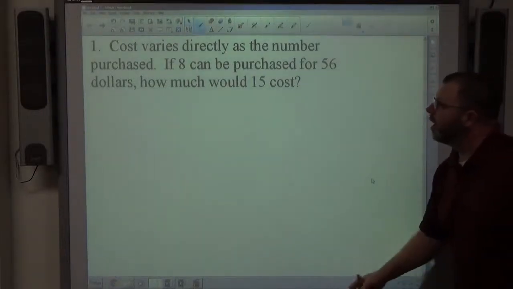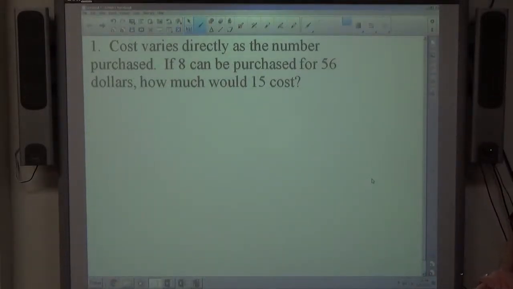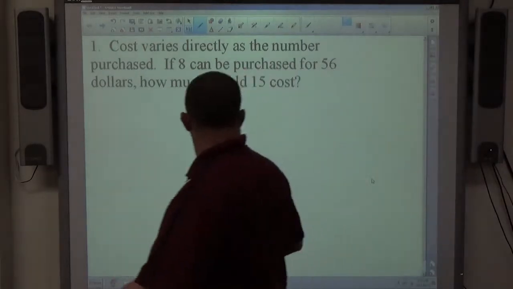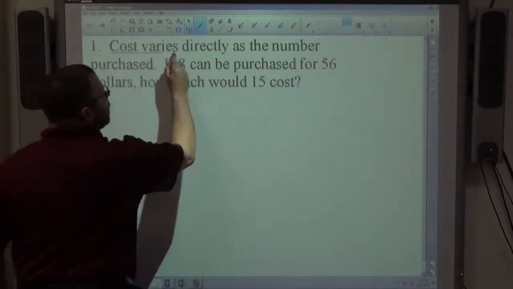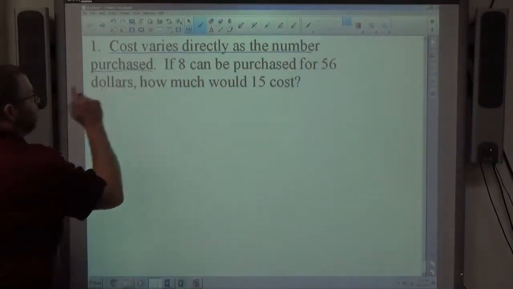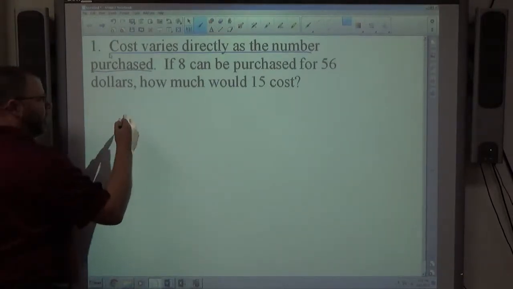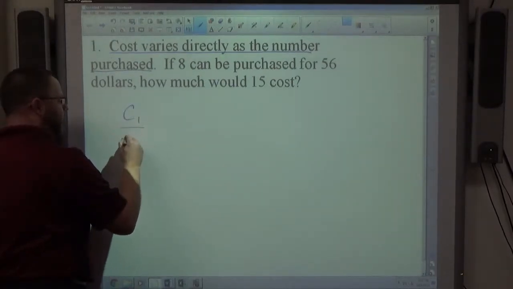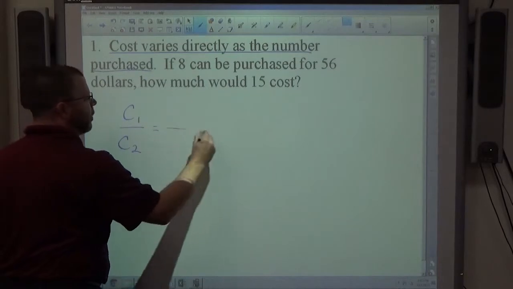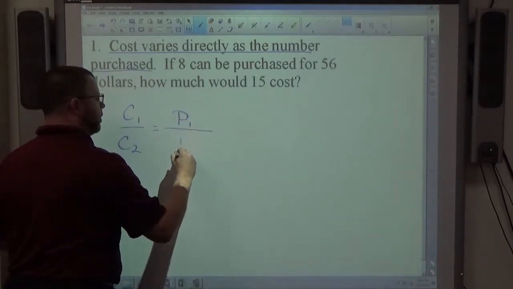Alright, problem 1. Cost varies directly as number purchased. 8 can be purchased for $56. How much would 15 cost? When we see a direct variation, and I'm going to use the equal ratio method, cost varies directly as number purchased.